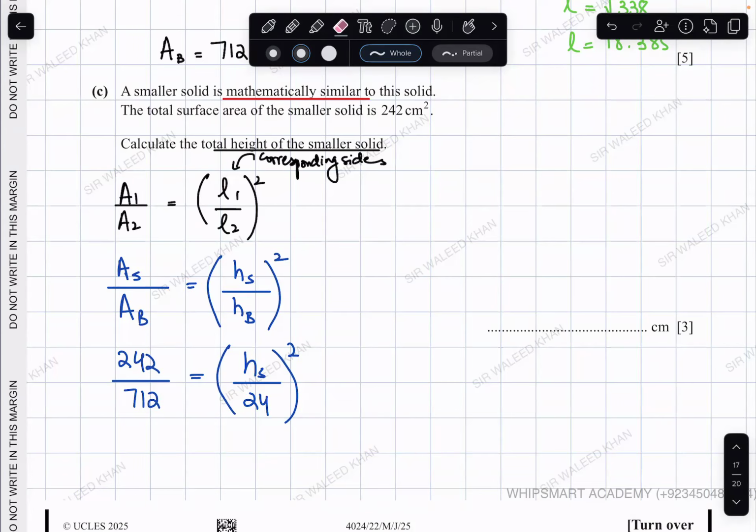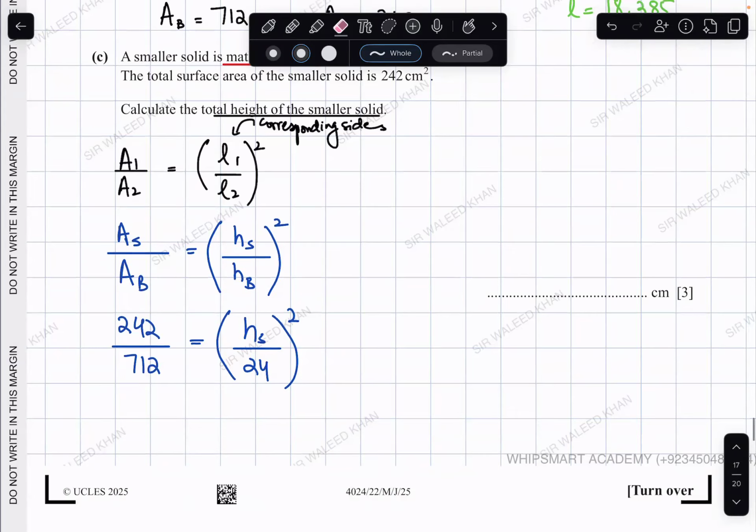What is the answer? 13.99. 13.99, and we have 14 over here as well. So your answer should be between 13.98, 13.99 to 14. Okay, that's your answer. Next, question number 22.